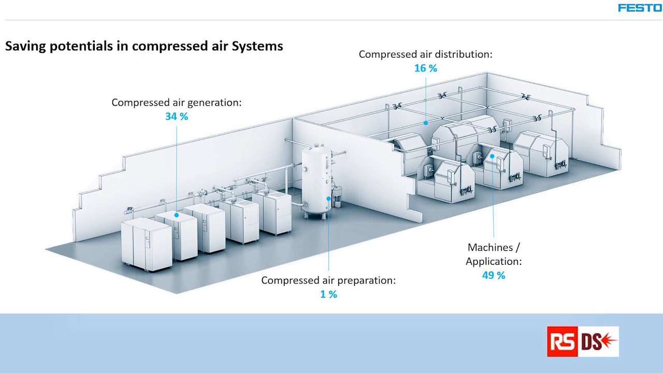Okay, so what you're showing me there, obviously, I can see that the biggest potential is at the machine/application. So, if you were to give me some kind of tips, where do you find those low-hanging fruits? What are the areas within that I need to specifically look at?